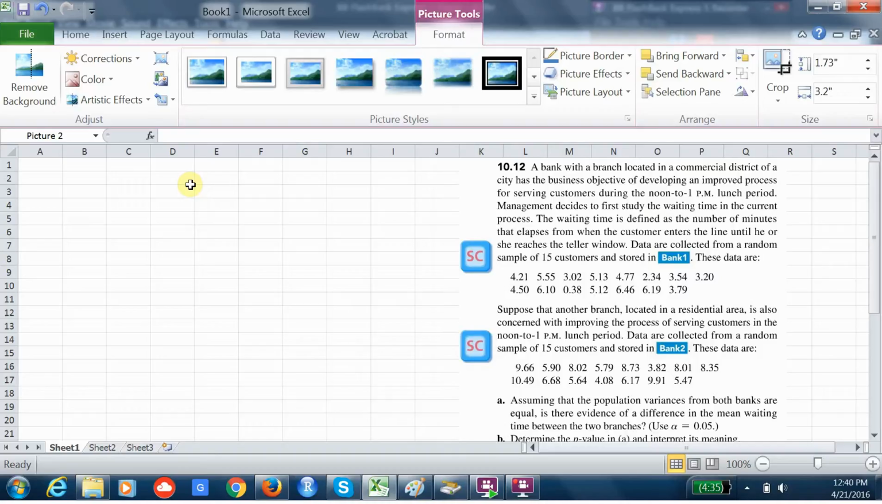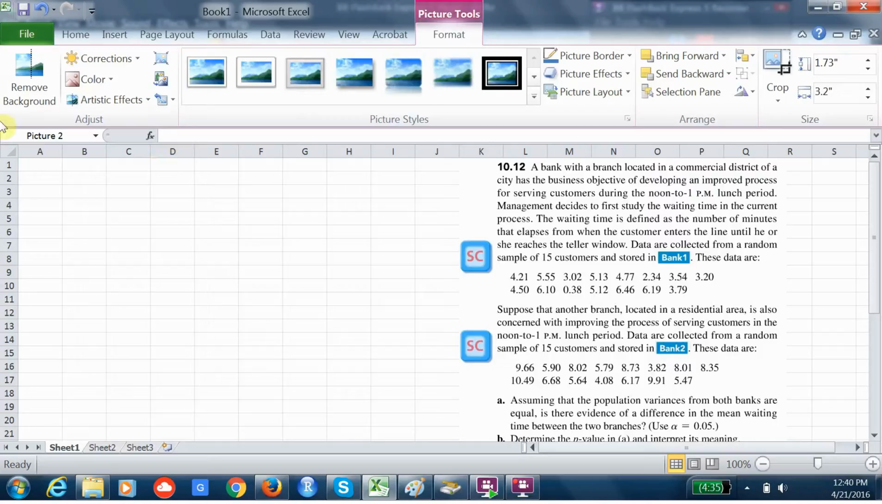And there's also a second branch that is interested in improving their waiting time too, and they also collect data. Part A says assuming the population variances from both banks are equal. So these are banks that are not the same bank. We're just looking at one branch of one bank, one branch of another bank. If we assume the population variances from both banks are the same, is there evidence of a difference in the mean waiting time between the two branches?